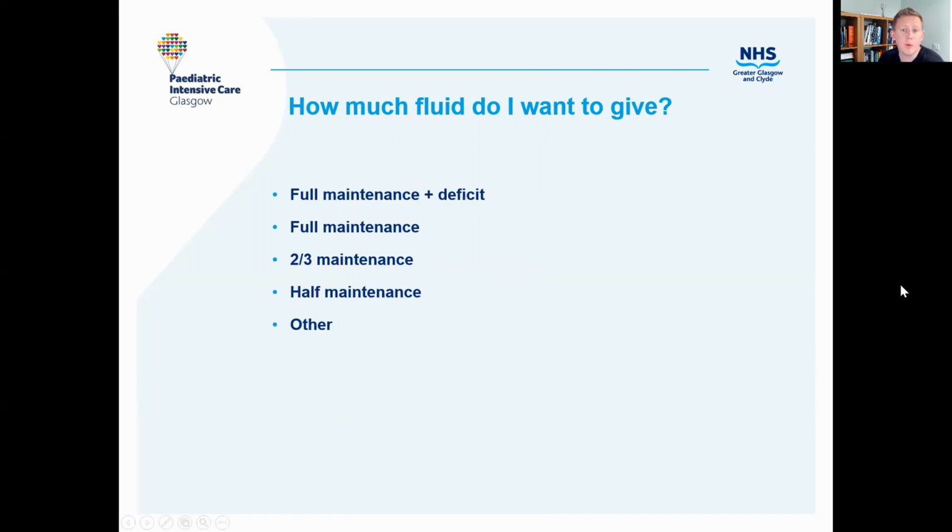And then you think about what fluid you want to use, then how much do you want to give? So again, there are options. Do you want to give this patient full maintenance fluids plus a deficit because you think they're clinically dry? Do you want to just give them full maintenance initially? Do you want to restrict them a little bit to 2/3? Do you want to give them half maintenance? What do you want to do?